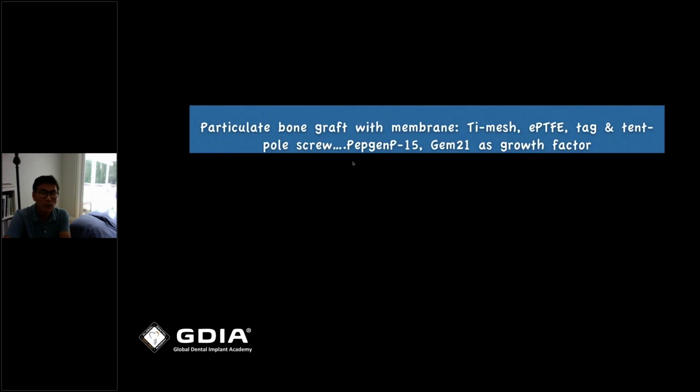Anyway, when I'm using the old way, now I'm not using it too much, but still, particularly bone graft with the membrane, which is titanium mesh. I still have lots of them in my garage.